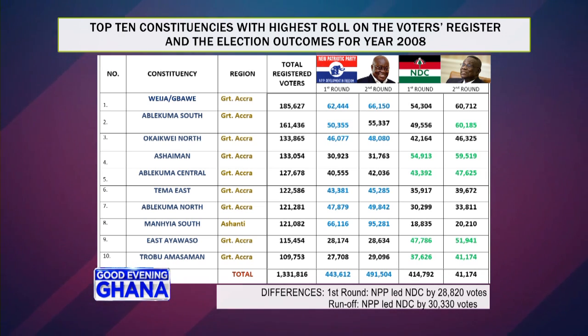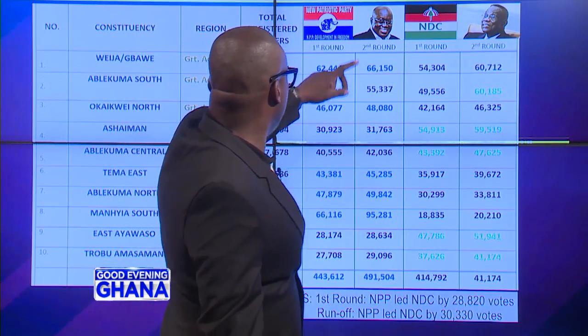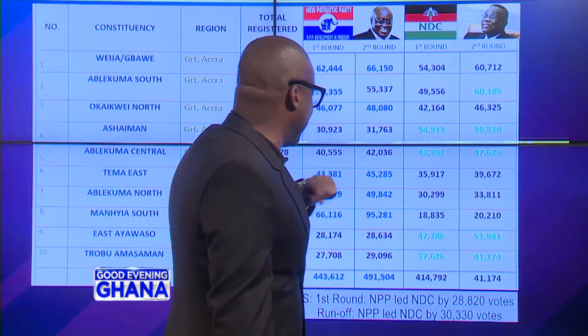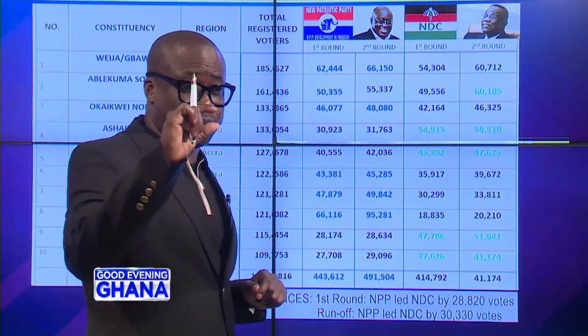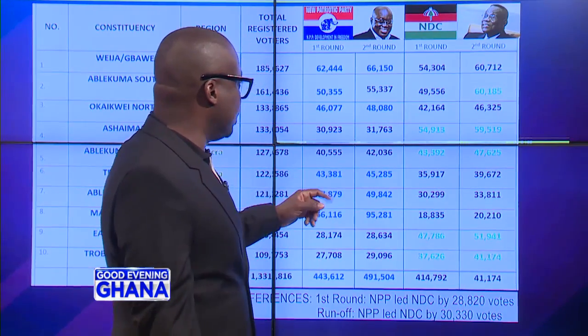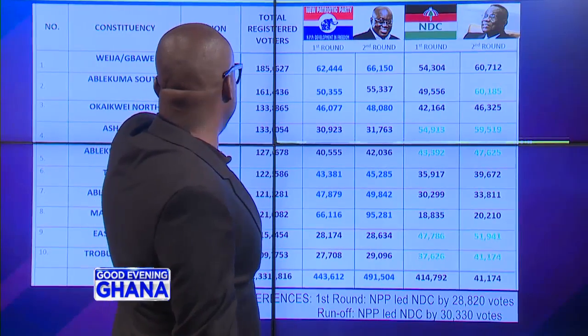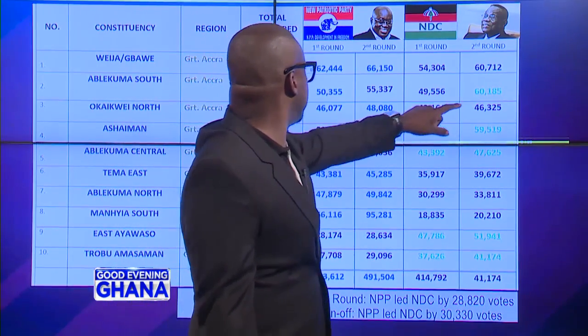In the second round of the election, Akufo-Addo now wins 5. Akufo-Addo drops from 6 to winning 5 only of the top 10. Professor Mills is also picking 5. And significantly, Abilikuma South changes.